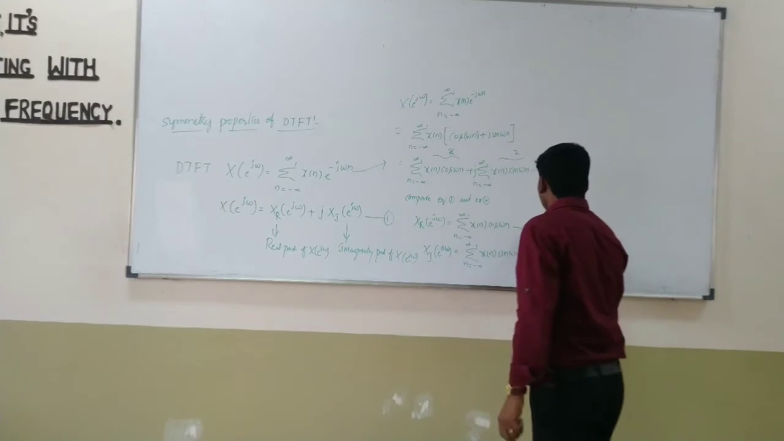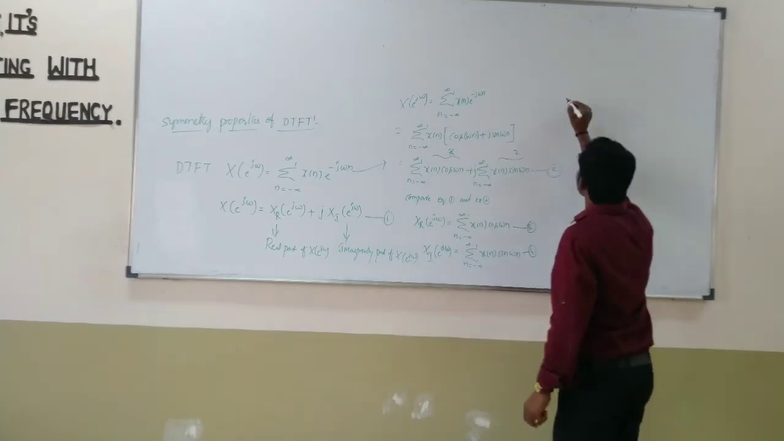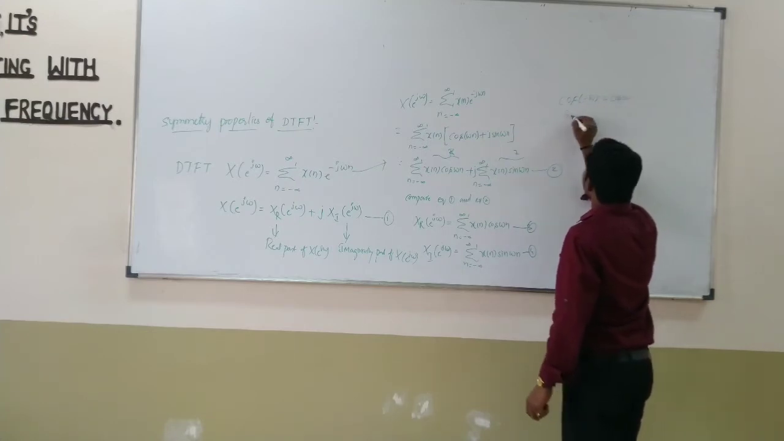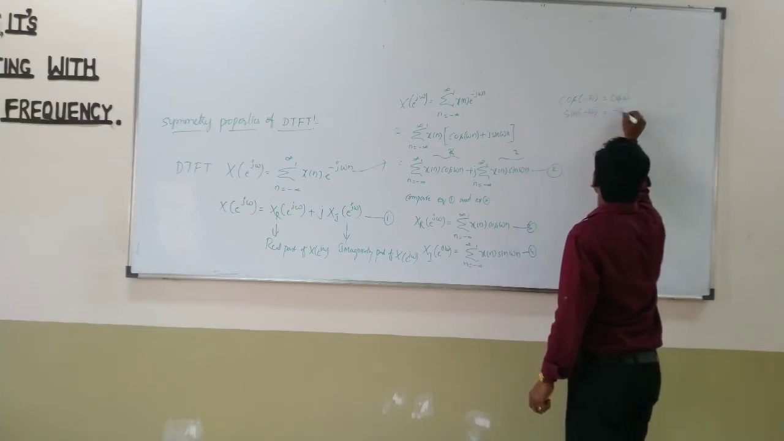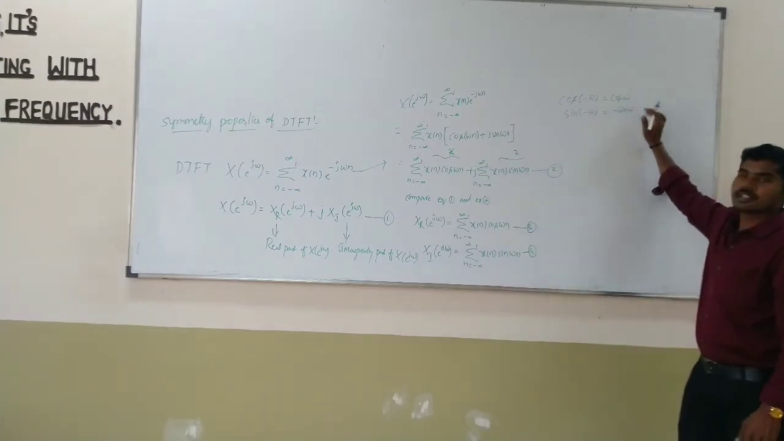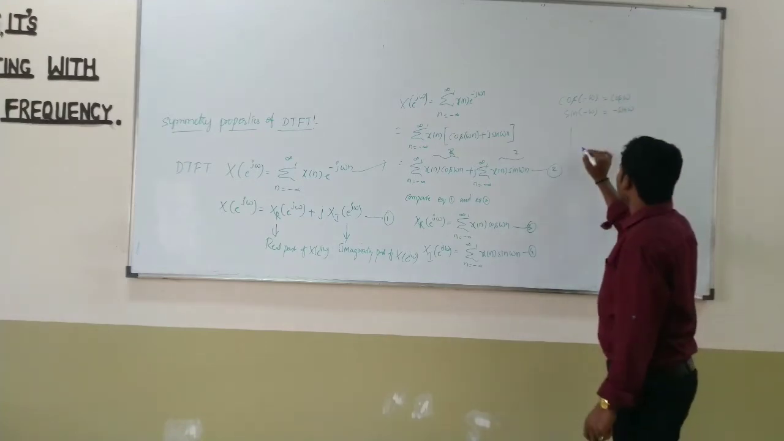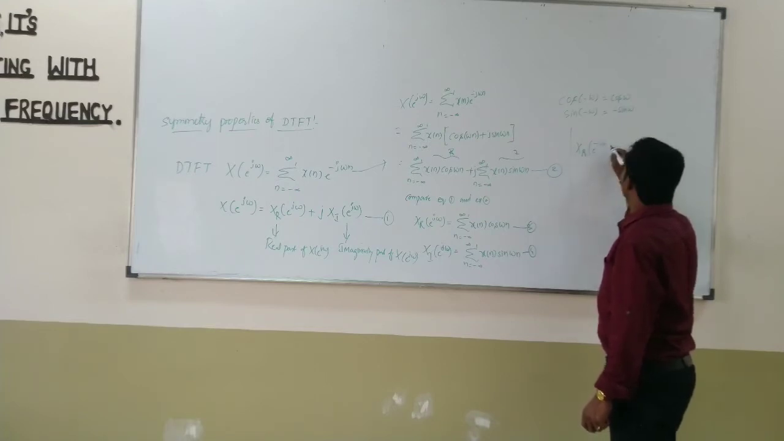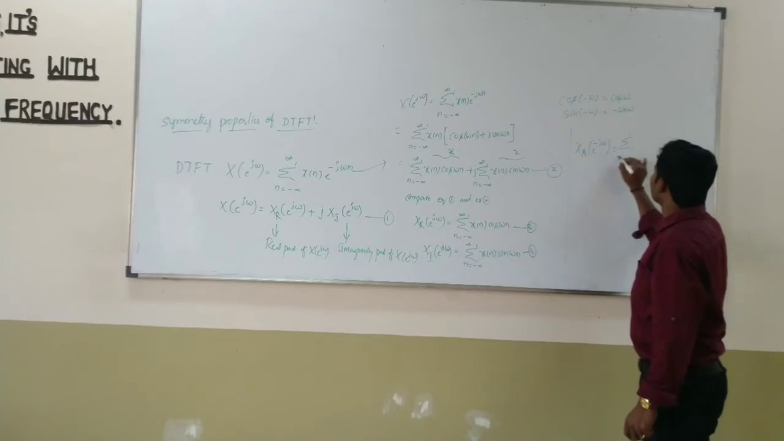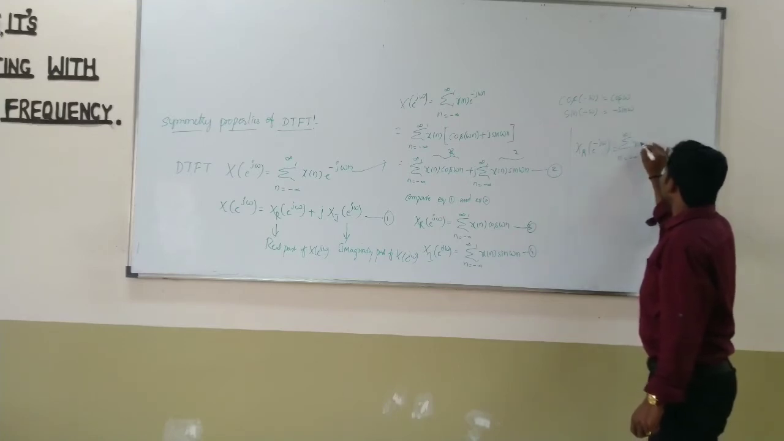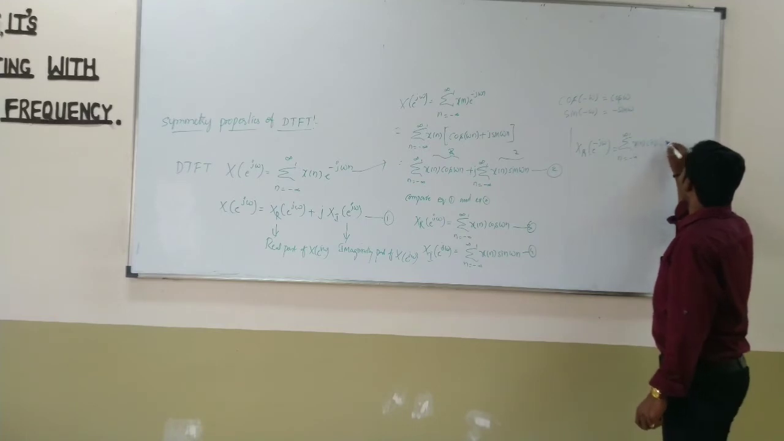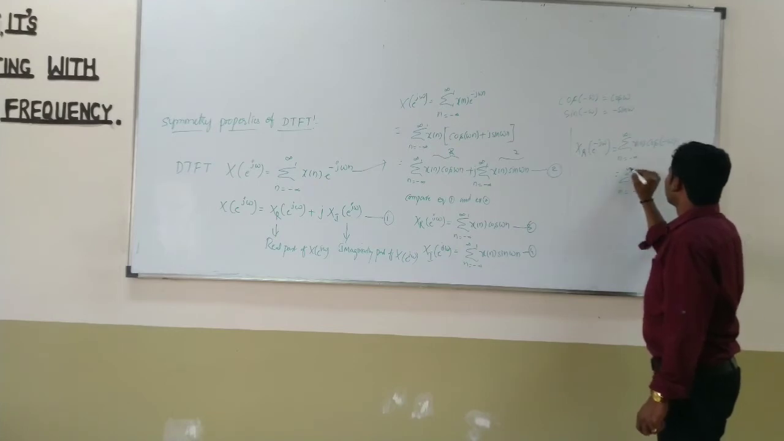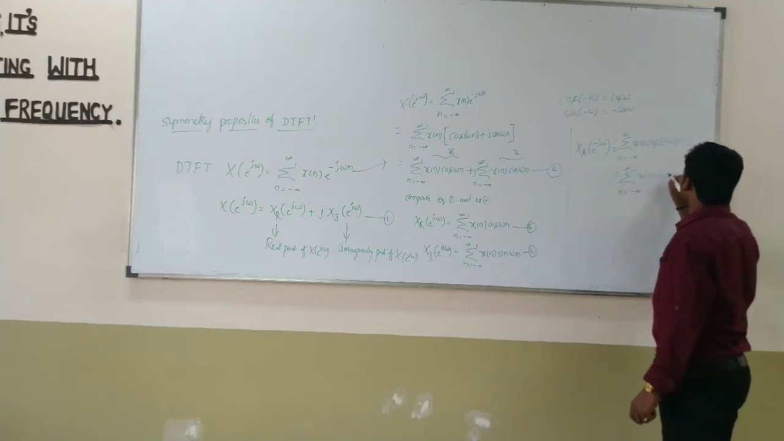So let us call these equation number 3 and equation number 4. We know from basics that cos of minus omega is equal to cos omega, and sin of minus omega is equal to minus sin omega. So this is an even signal, and this is an odd signal. From this conclusion, XR of e power minus j omega is equal to the summation from n equals minus infinity to infinity of x of n into cos of minus omega n, which is equal to the summation of x of n cos omega n.